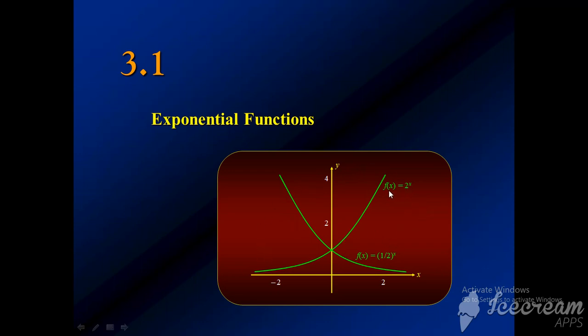You can see here the graph of f(x) = 2^x, and similarly the graph of f(x) = (1/2)^x. Look here, this 2 is a constant and x is a variable. Similarly 1/2 is a constant and x is a variable. For every input of x, the output will be greater than 0, therefore the graph lies above the x-axis.